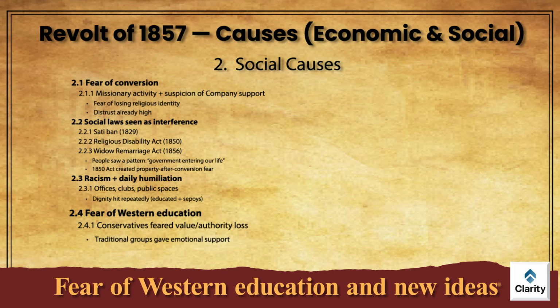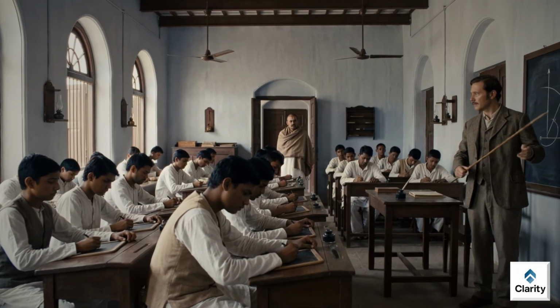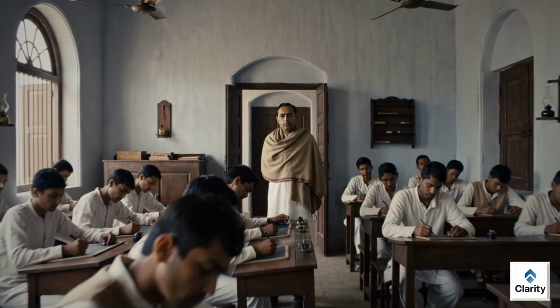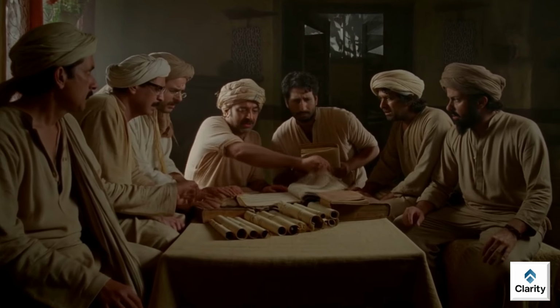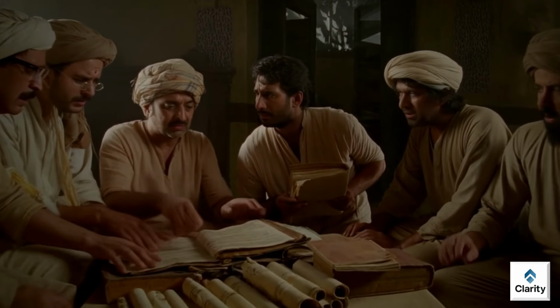Another social cause was fear of Western education and new ideas. English education and new institutions were spreading. Some Indians welcomed it, but many conservative groups feared it would weaken old values and old authority. Priests and traditional scholars felt their social position was becoming unsafe. So emotional support for revolt also came from those who feared cultural loss.